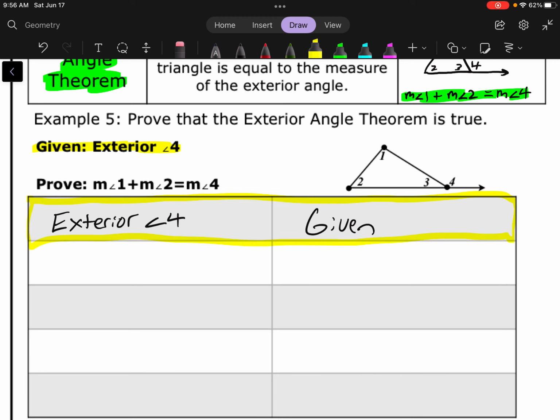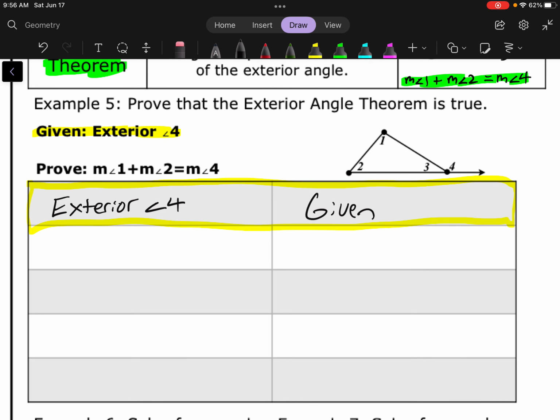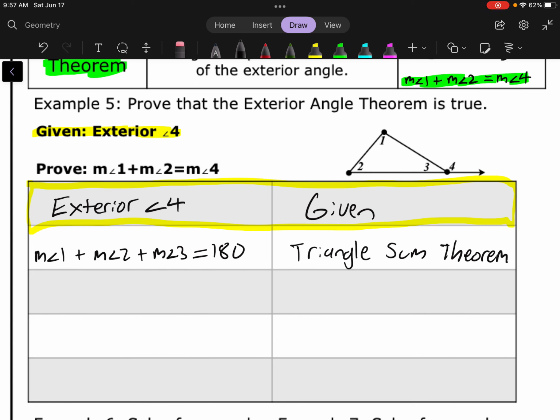Okay, now you should remember, of course, now that we've proven that it's true, that the triangle sum theorem says that those 3 interior angles, 1, 2, and 3, have to equal 180. That is the triangle sum theorem. We just proved why that works. And then, of course, we should also see that 3 and 4 are a linear pair. So 3 plus 4 has to equal 180 because of the linear pair postulate.